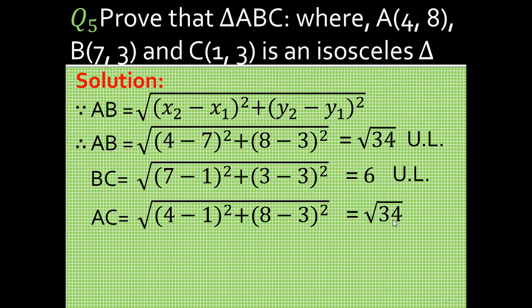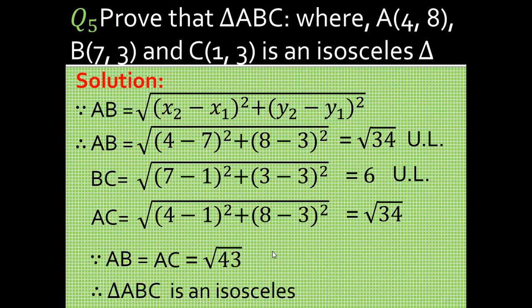We notice that AB equals AC. AB equals AC equals root 35. Then this triangle is an isosceles triangle. Okay?